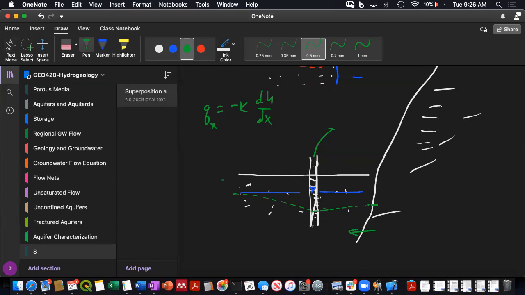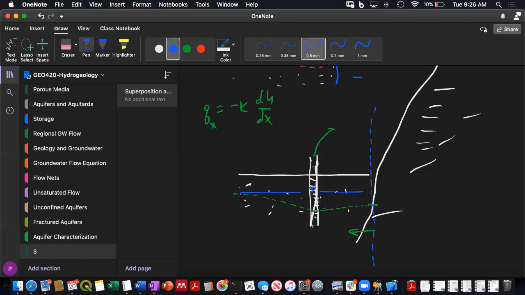Yeah, dh/dx has to be zero. If my q is equal to zero, dh/dx has to be equal to zero. That's the only way you have no flow. The only way I have no flow across this boundary is if the head gradient across that boundary is equal to zero. All right, so what happens is I get what we call an axis of symmetry. The head gradient here is zero.